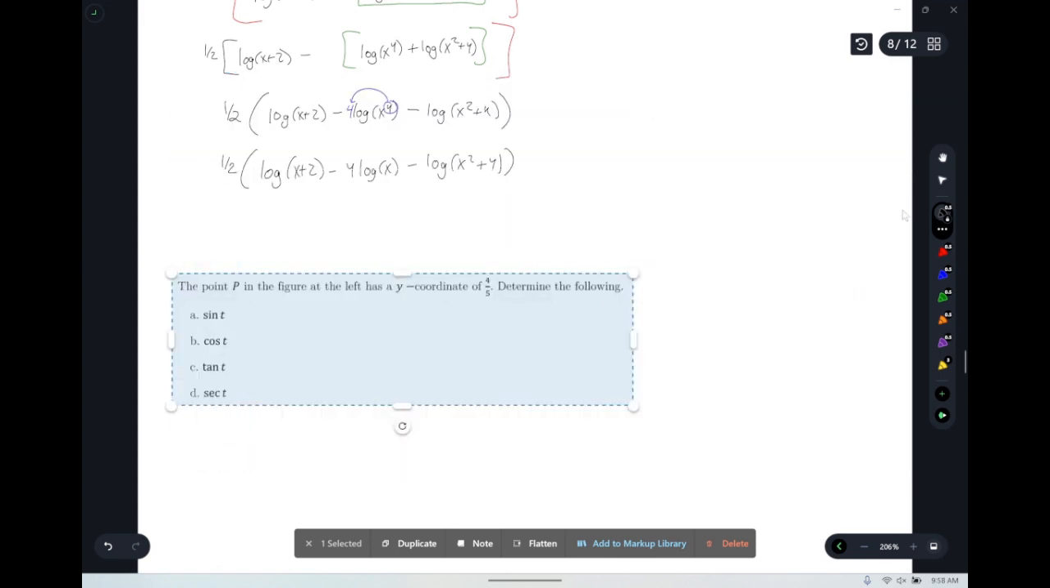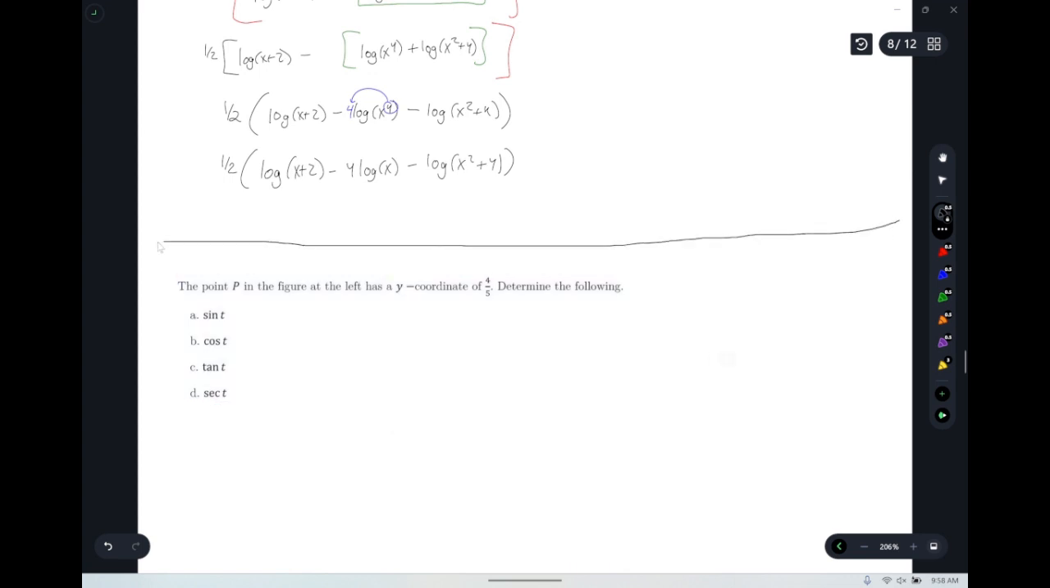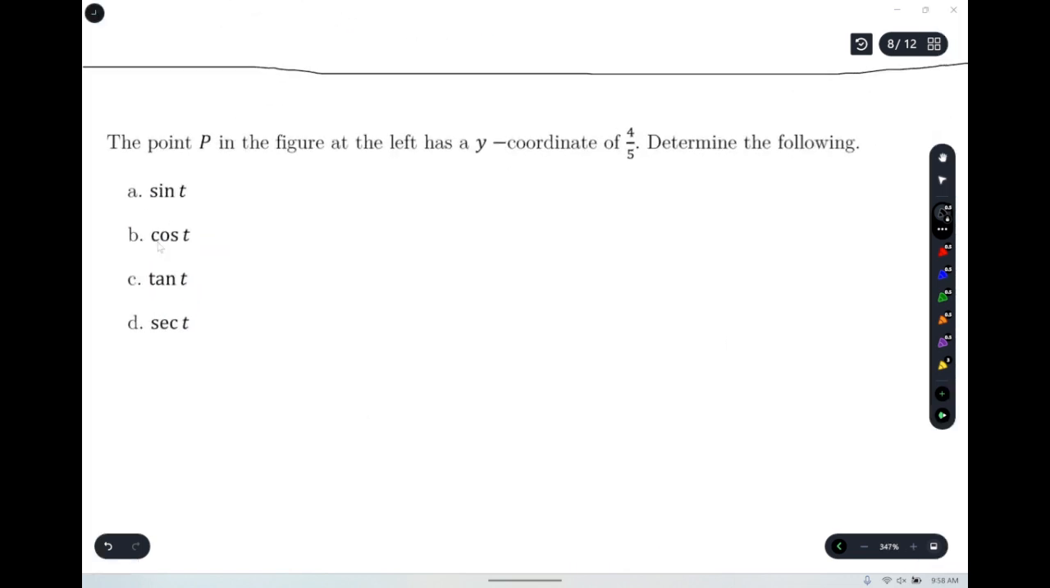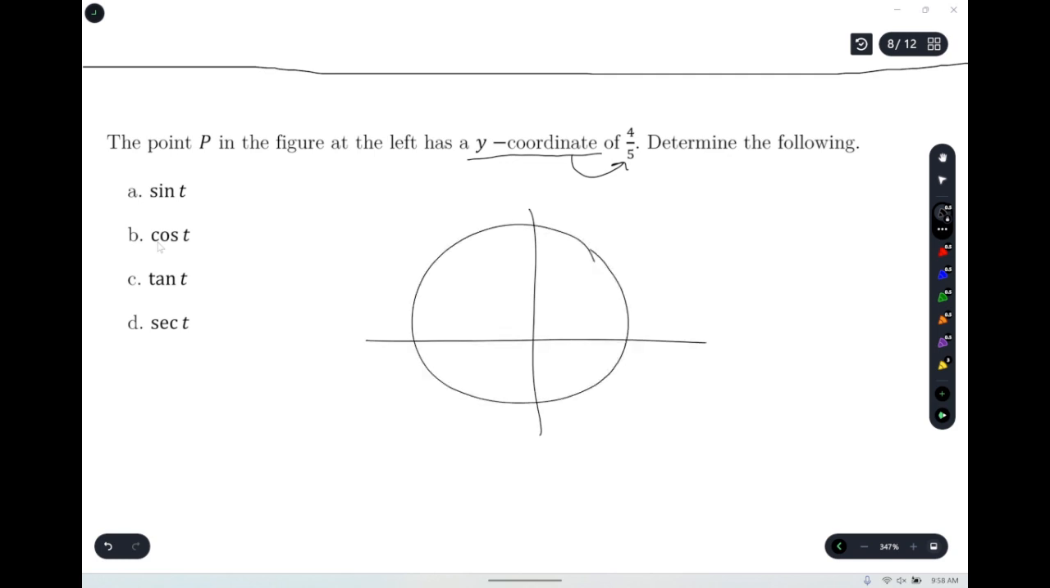20 is basically just triangle making. Can we make whatever triangle exists in the space? I could be wrong, but I think that's all it is. The point P in the figure at the left has a y... Wait, what was that figure? Just a unit circle? Yes, sir. The point B in the figure has a y coordinate of 4 over 5. Determine the following. So, y coordinate of 4/5 on the unit circle.